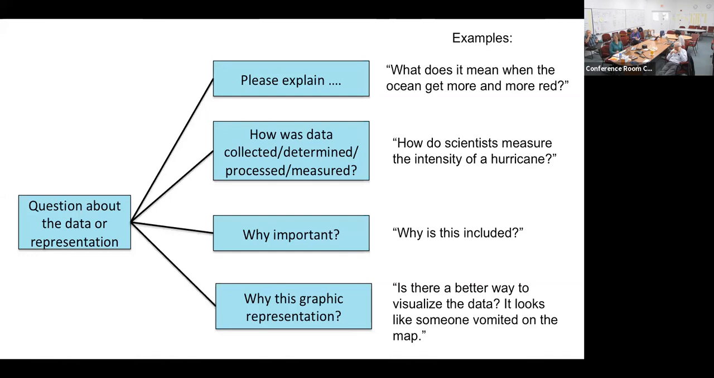So for the hurricane graphic visualization, is there a better way to visualize this data? It looks like someone vomited on the map. So anyway, these get lots of criticisms of our graphic representation.